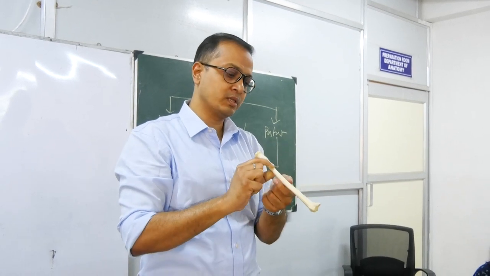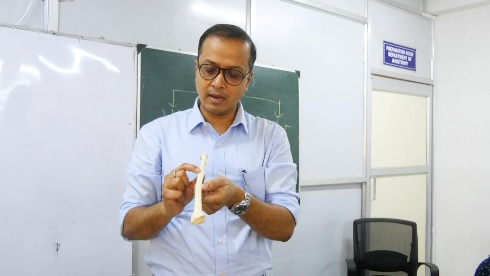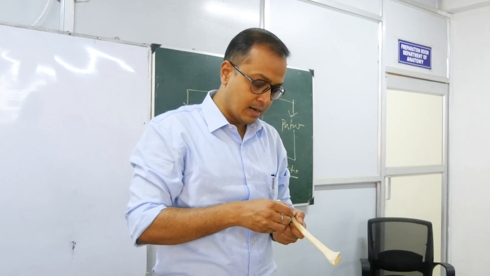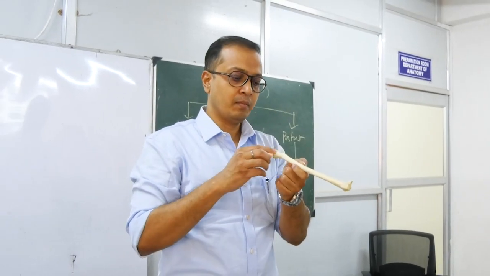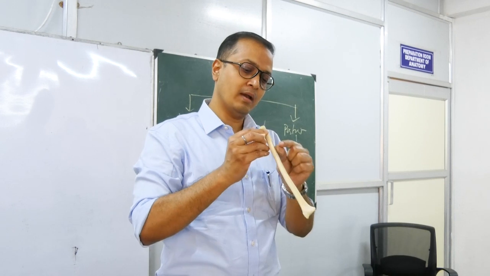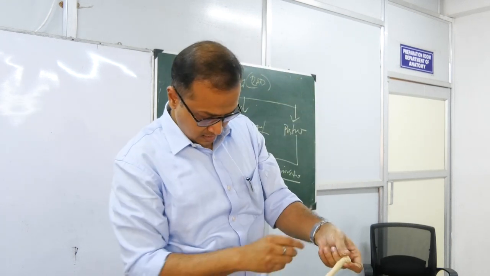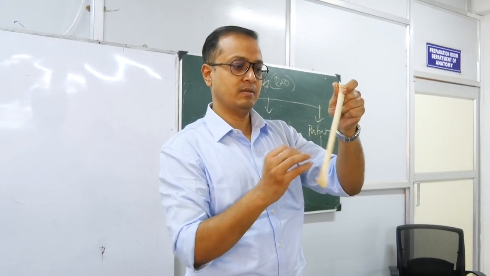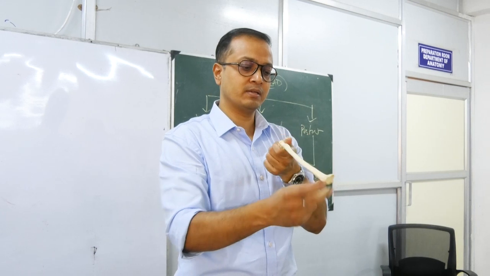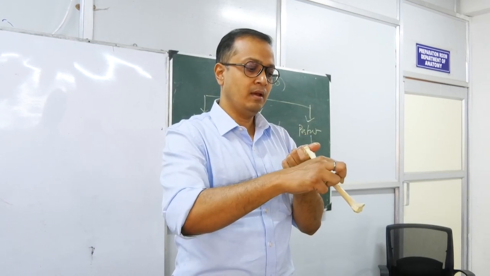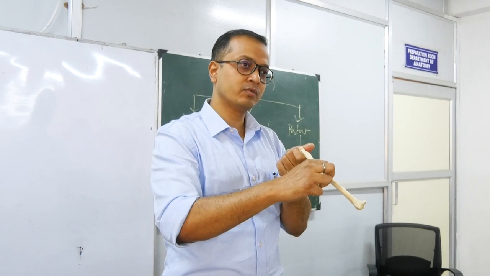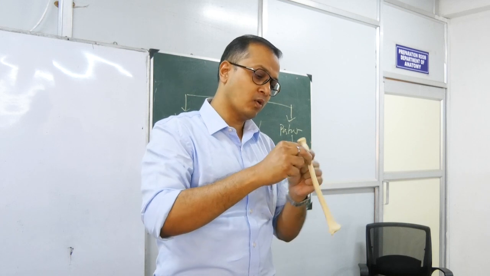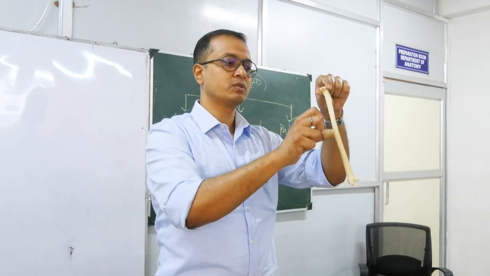Between the interosseous border and the anterior border, this surface is the anterior surface. Between this interosseous border and the posterior border, which is on the back side, is the posterior surface. So it is lying opposite to this anterior surface. Anterior border, interosseous border, posterior border. Between the interosseous border and the anterior border we have the anterior surface. Between the interosseous border and the posterior border, we have the surface which is known as the posterior surface.